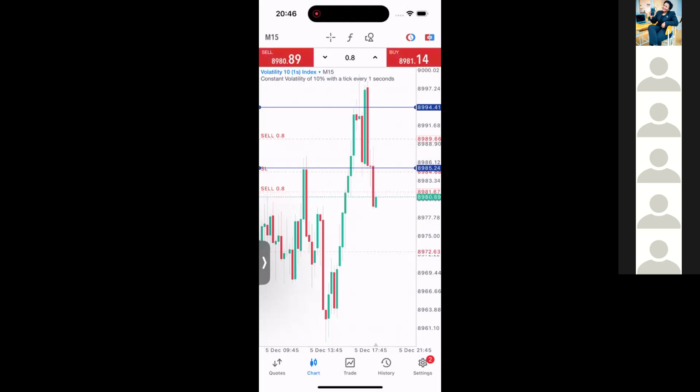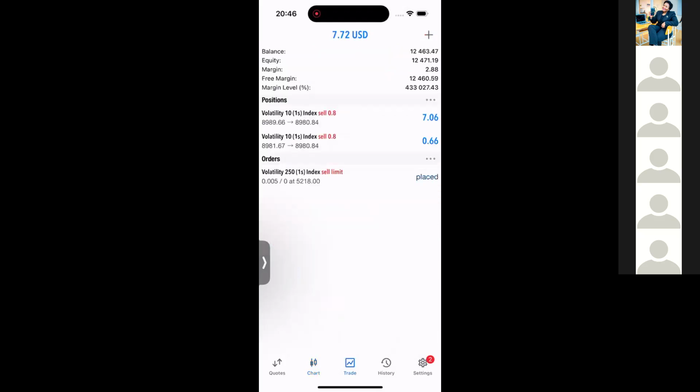Are you getting me? Now you can see that this price of the market, if it has not actually closed it for us. Can you see it's already closed for us now? It's closed this one for us.